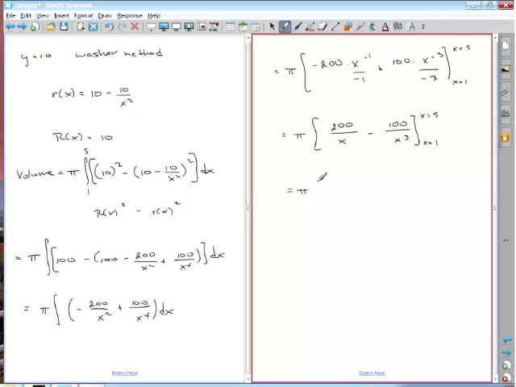Okay, now we plug the numbers in. I'm going to do 200 times 1 over 5 minus 1 over 1. That's the first term evaluated, the upper minus the lower. Then we have 100 times 1 over 5 cubed minus 1 over 1 cubed, the whole thing closed.